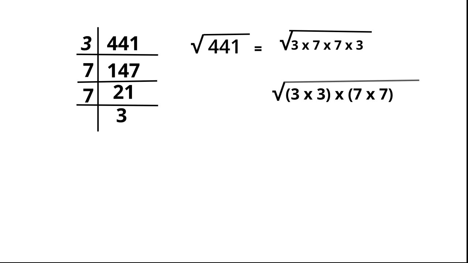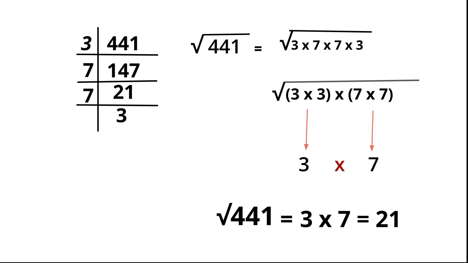So to find out the square root, we have seen in the previous example. If it's being repeated twice, we'll take only one number from each group. So from 3 into 3, we take the number 3, and from 7 into 7, we take the number 7. Next we have to multiply that. 3 into 7. So the square root of 441 is equal to 3 into 7, 21.